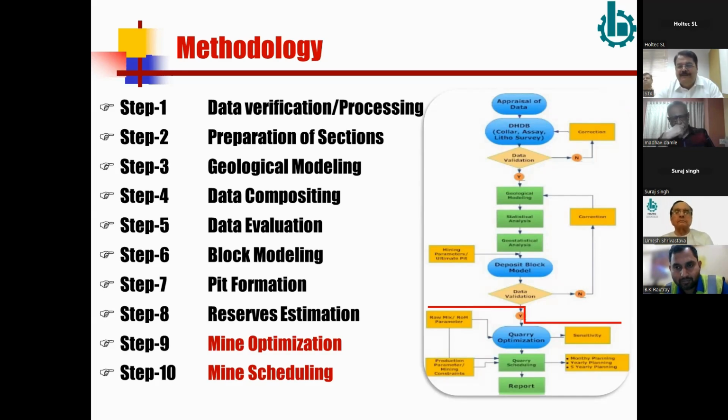So we are talking about the last two steps: mine optimization and mine scheduling. Since the limestone shall be used for cement manufacturing, the LSF, SR, and AR are the major operating parameters for the raw mix. Thus, based on the raw mix parameters, we will carry out optimization and detailed sensitivity analysis. In sensitivity analysis, we carry out various scenarios, and the most optimal scenario is selected for global optimization. Based upon the global optimization, we carry out scheduling, which can be five-yearly planning, yearly planning, or monthly planning.